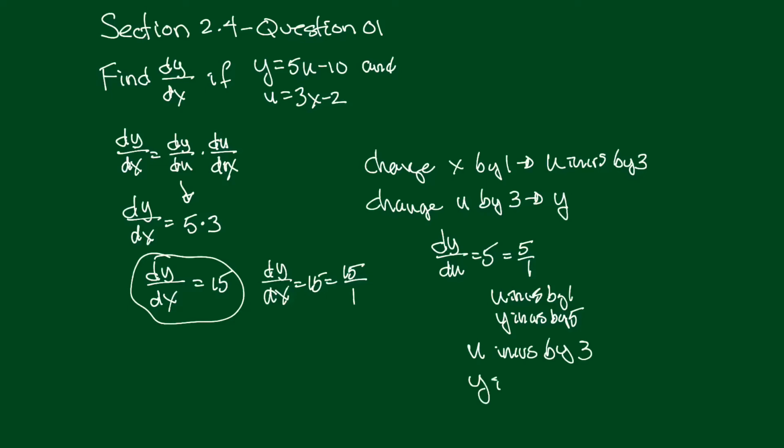So what happens if u increases by 3? Then y is going to go up. For every 1 unit u increases, y goes up 5. By 1 again, 5. By 1 again, 5. So that's going to go up 15. So that explains why, if x increases by 1, y is going to go up by 15. But just to answer the question in this problem, that answer is right here.